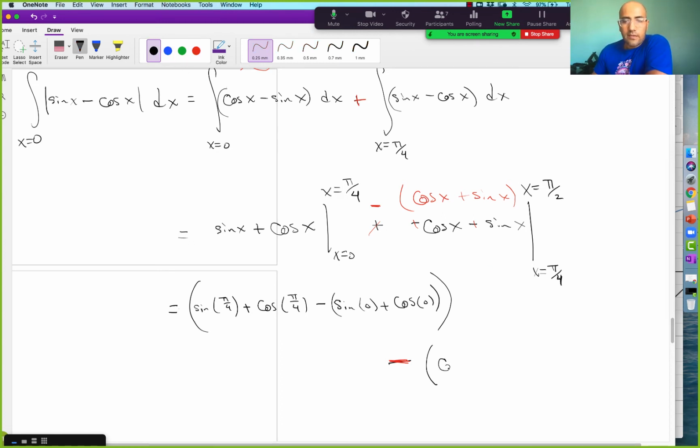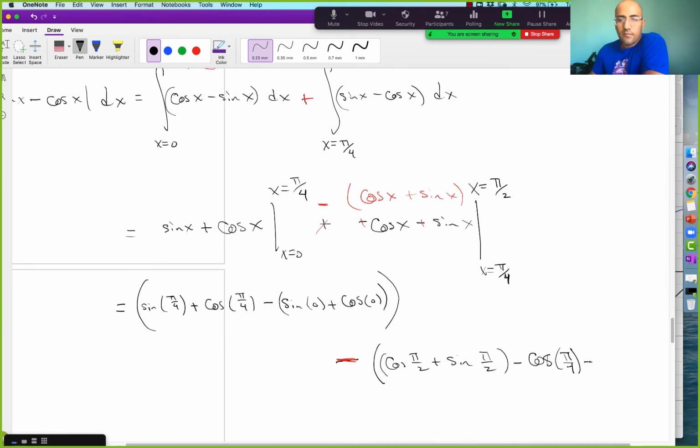So I'll have cosine pi over 2 plus sine of pi over 2 minus cosine of pi over 4 plus sine pi over 4. What did I do? This thing is there. Okay, so plugging in a pi over 2 to both of them, cosine sine minus cosine sine. Isn't it plus sine pi over 2 for the last one?